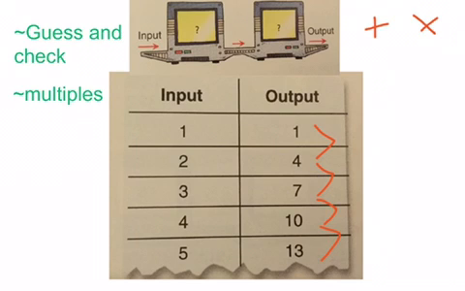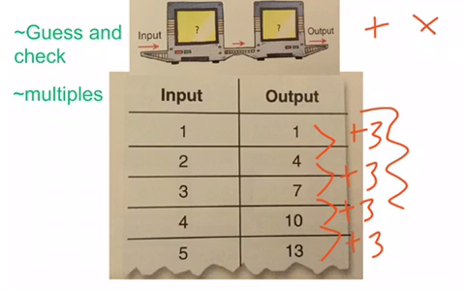Now, when I look at the difference between 1 and 4, I see that that goes up by positive 3. When I look at 4 and 7, that goes up by 3. I look at 7 and 10, that goes up by 3. And I look at 10 and 13, that goes up by 3. So the temptation is going to be to say that your input rule is plus 3. Well, it doesn't quite work because we still have an empty output rule to fill in. However, knowing that our numbers are all going up by 3 suggests that it's going to be some kind of relationship with the number 3 or some kind of multiple of 3.